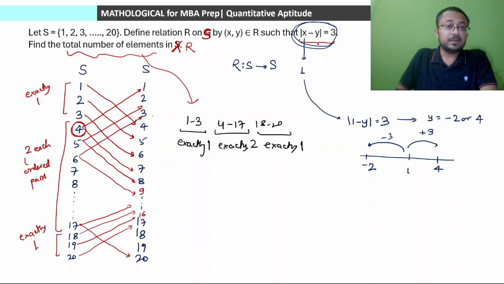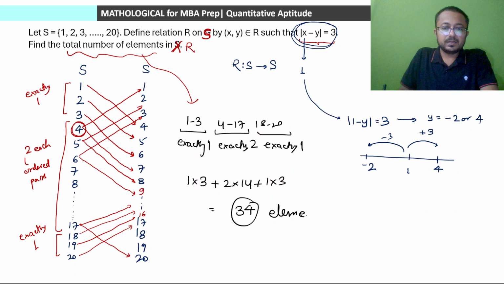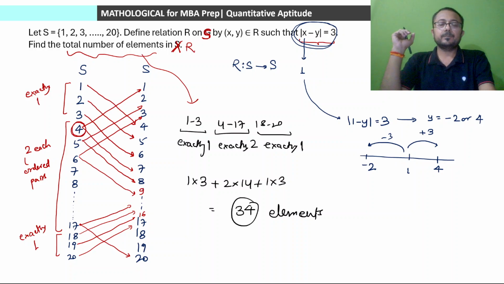The number of elements in relation R will be 1 into 3, because there are total 1 to 3, 3 numbers, plus 2 into 14, plus again 1 into 3. So 28 plus 6, 34 elements will be there in relation R. There will be total 34 elements in the relation R. क्या ये क्लियर है? ओके, ठीक है, आंसर आ जाएगा हमारा 34 in such a case.